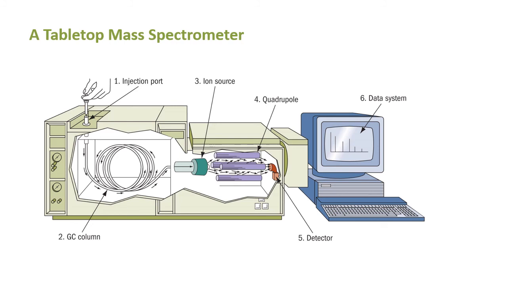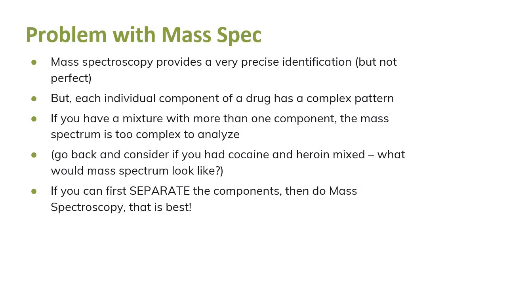In this case, I've prefaced this with a GC. This is a gas chromatograph, and then this part is the mass spectrometer. And we'll see that that's a very powerful combination. Again, the problem with mass spec is, while it's a very precise identification, it's such a complex pattern that if I have a mixture, the spectrum becomes too complex. But if I can first separate the components and then do mass spectroscopy, that becomes a powerful combination.